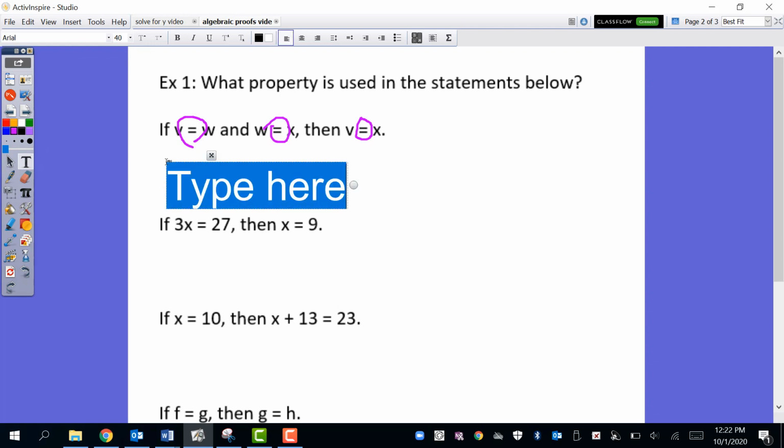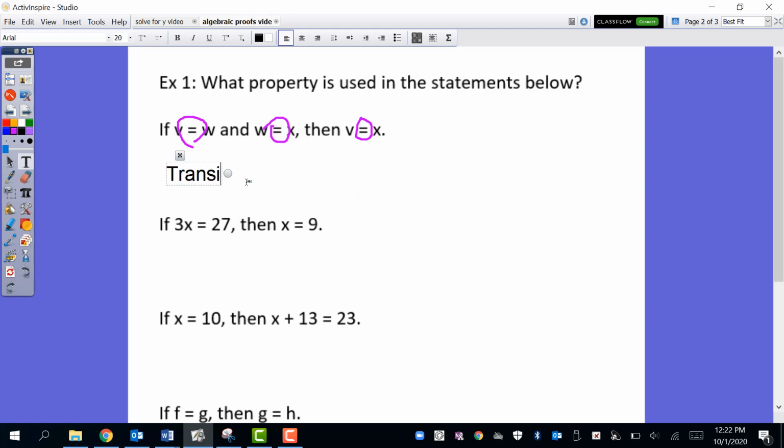So I'm going to go ahead and type that. That's transitive. Wow, that's big. Here we go. So we're going to type transitive property. Let's make that a different color because we can. Okay. So that's all you have to be able to do, is pick out which property it is. So, oh, there were 3 equal signs.